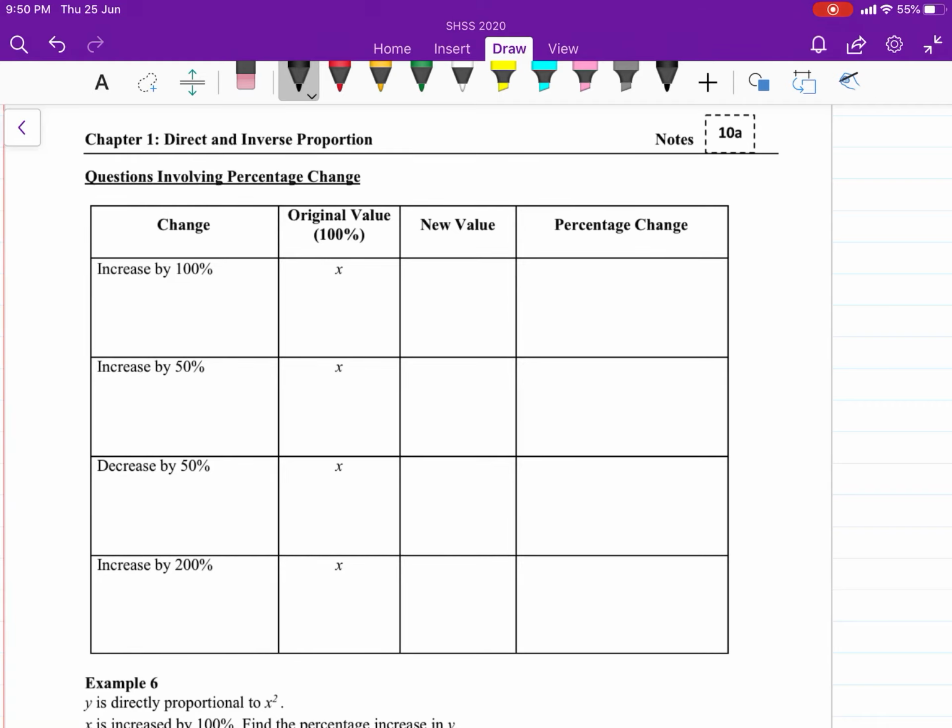So, let's say the original value is X, and I tell you I increase the X by 100%. Now, you got to understand that this is 1X, and this 1X originally is already 100%. Now, if I increase by 100%, it becomes 200%, which means how many X is that? That is actually 2X. So when I say increase by 100%, it actually means times 2. Increase by 100% means times 2. So the percentage change is definitely 100%.